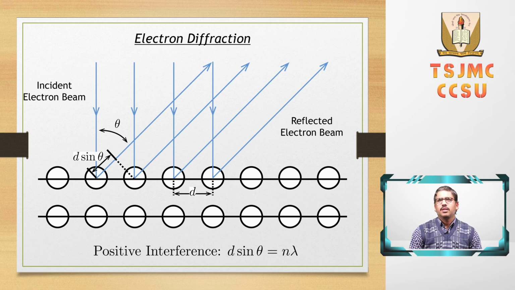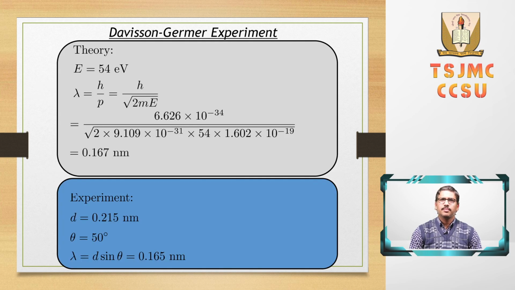And after some time, Davisson and Germer did an experiment. They also showed experimentally that the electron is not only a particle, it also behaves like a wave. This experiment is called the Davisson and Germer experiment, a very famous experiment, describing electron diffraction.